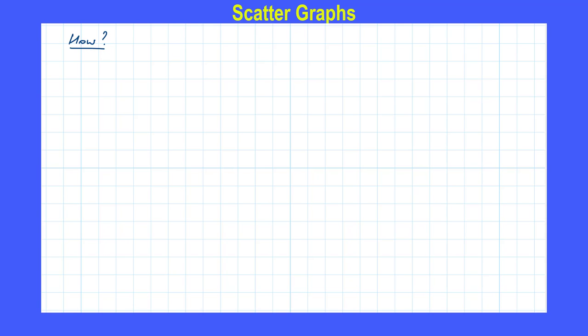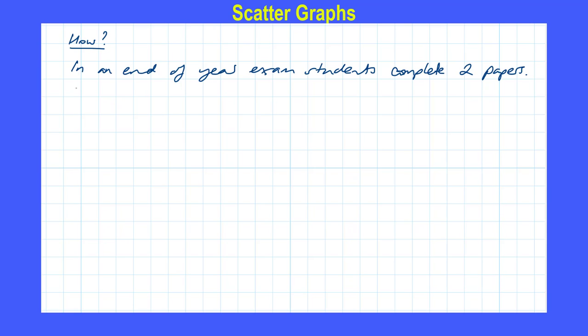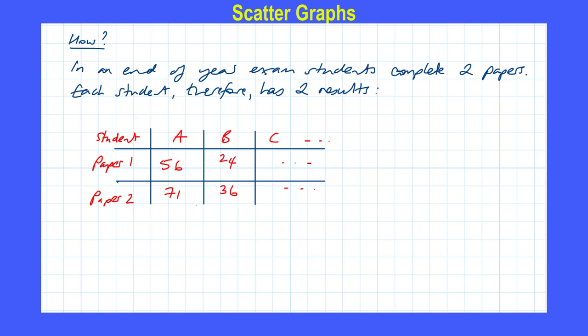So, how does it work? Well, you do this with an example. It's probably the easiest thing. So imagine it's end of year exam and all students have taken two papers. So obviously that means that each student will have two sets of results. So the results could be put into some sort of table. A simple sample of what it could look like is shown here with just student A and student B's results. And obviously there'll be a lot more of that.